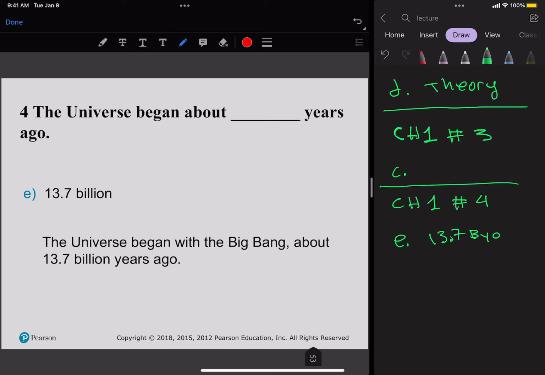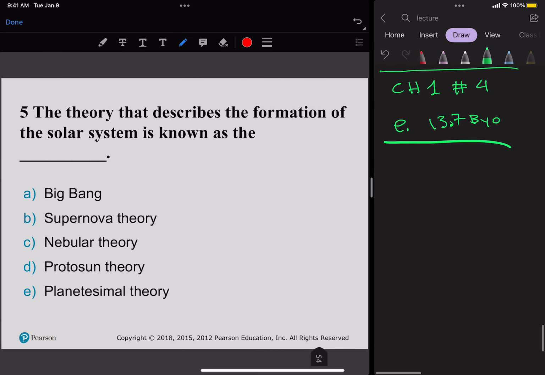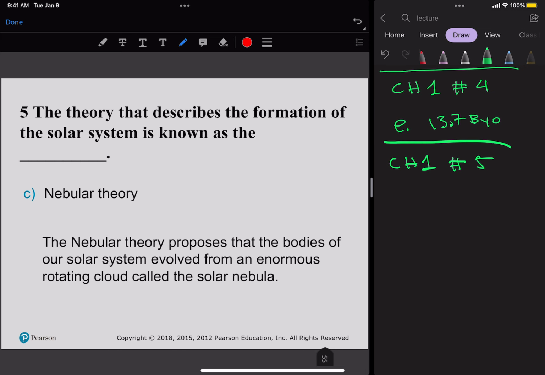Okay, next one, chapter 1, number 5. What theory describes the formation of the solar system? Chapter 1, number 5, formation of the solar system. It's the nebular theory. So chapter 1, number 5 is C, nebular theory. That says that the solar system began from a spinning cloud of gas and dust. And nebular means cloud, cloudy.